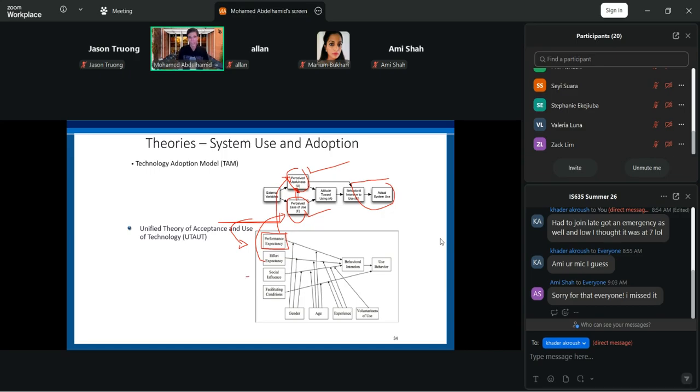Then there's social influence, of course. People around you influence what you use. If most people around you, your friend group, in your network use Apple products, you're most likely to be an Apple user, for example, and etc.